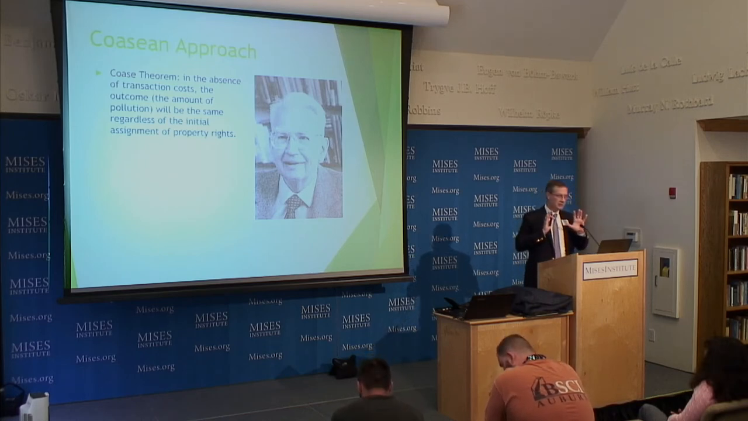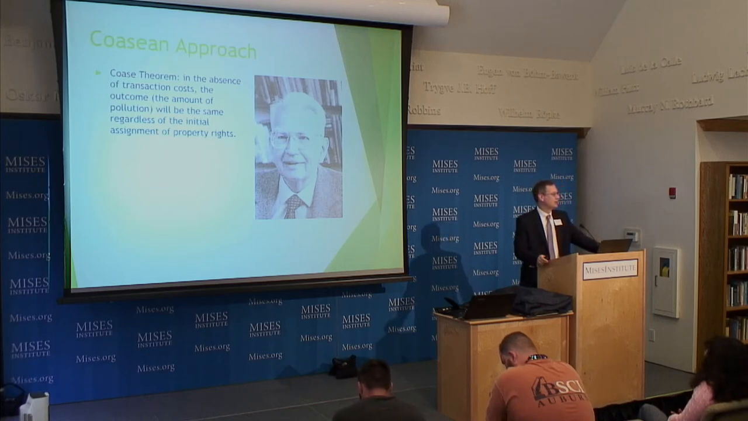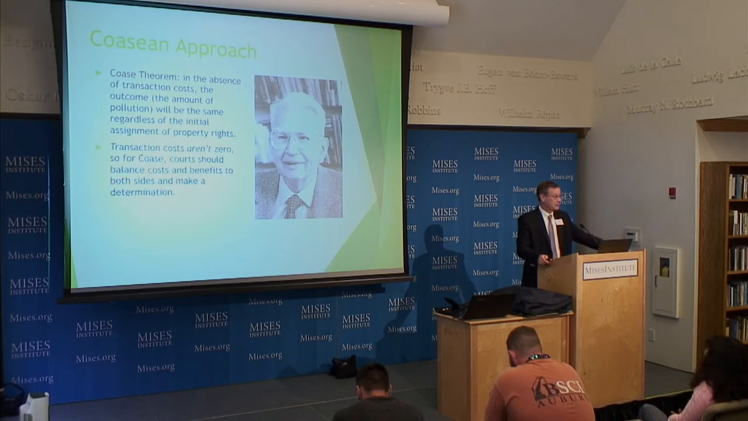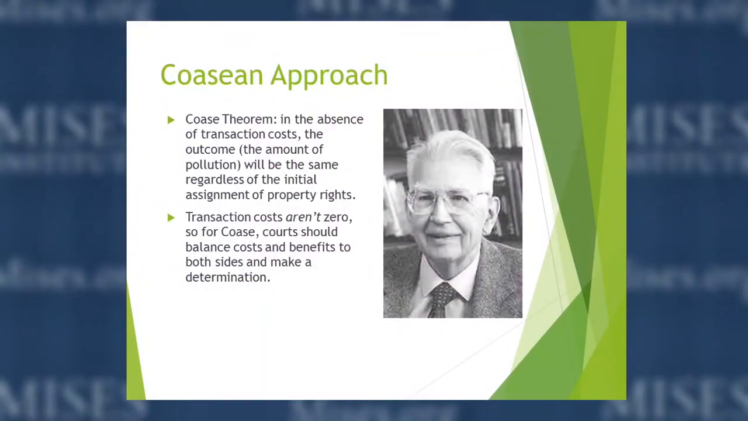As long as the court basically delineates property rights, people will make arrangements. Now, in fact, transaction costs aren't zero. Coase did not suggest that they were. So for Coase, then, courts would need to balance costs and benefits to both sides and make a determination. Now, this is, as we've already established, not possible to do. Courts don't know costs and benefits. If you're interested in the details on this, you can go back and I think you can find one of my presentations from maybe 2018 or 2019 where I go through the details on this. I won't take the time to do that here, about why the subjective value problem is important. And it is. If we neglect the problem of subjectivity of costs and benefits, the Coasean solution is no solution at all.